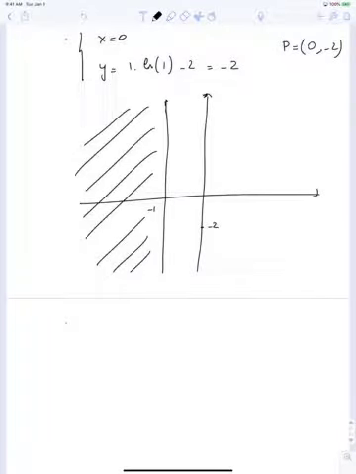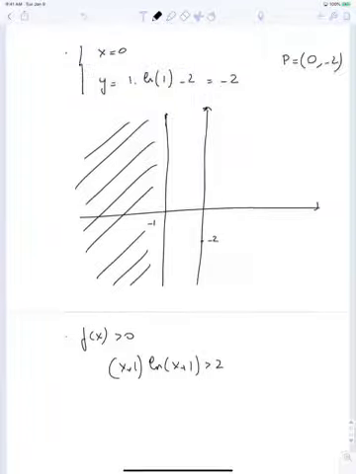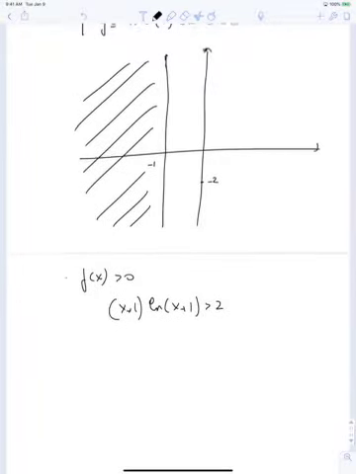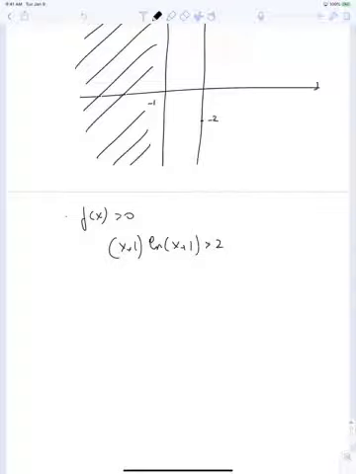Now, we should study the sign, f of x greater than 0. Well, this means that we have to study x plus 1 times the log of x plus 1 greater than 2. Well, this can be challenging, so let's see if we can study the function without studying the sign in this specific case. So what we can do is we can do the limits.